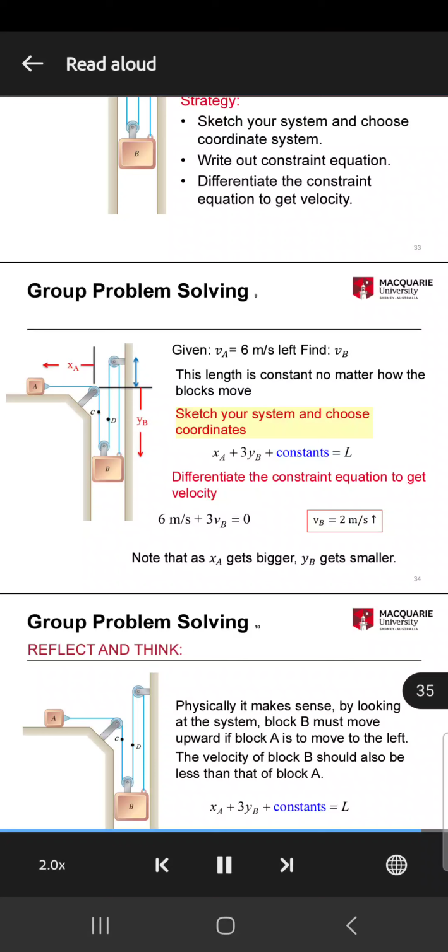Group problem solving 9. Sketch your system and choose coordinates. x_A is the horizontal distance from the first fixed pulley to block A. y_B is the vertical distance from the same pulley to block B. Differentiate the constraint equation to get velocity.